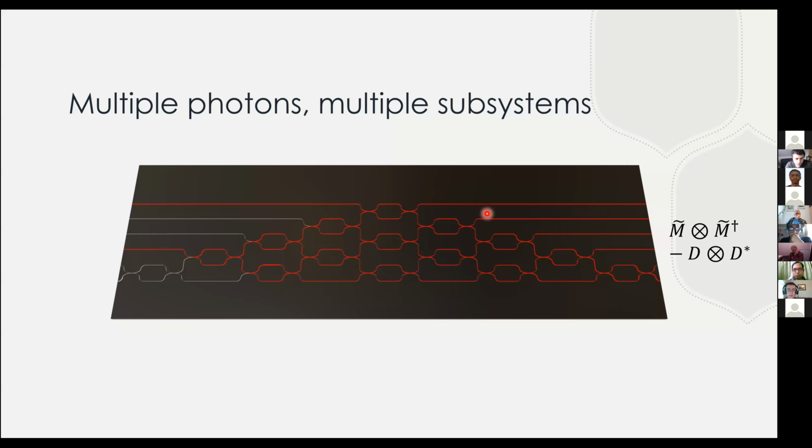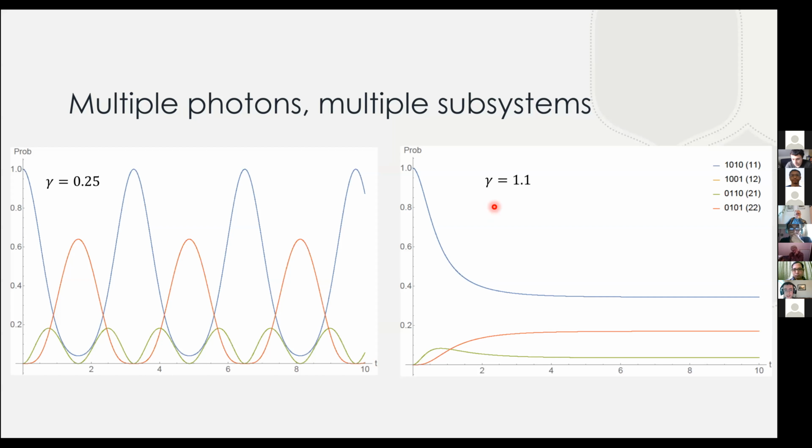There isn't any experimental data for this, but this is simulation data. There's no reason to believe that experimental data wouldn't be similar. And again, we have gamma is 0.25 and gamma is 1.1, so unbroken and broken regime. This is just for a 2-mode system. And you see that again, it's oscillatory and periodic in the unbroken regime and evolves towards a steady state in the broken regime.